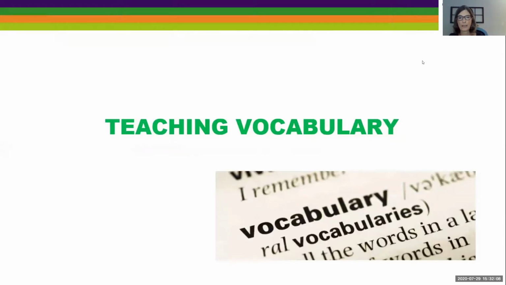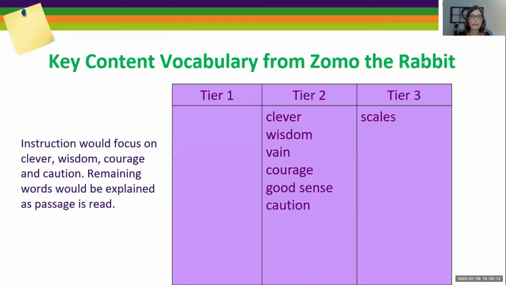So the next area that we wanted to talk about was teaching vocabulary. And again, as we talked about last time about the tiers of vocabulary from Beck, these are the words that I felt were more of a tier 2 and a tier 3. I would concentrate on clever, wisdom, courage, and caution. And then I would explain the other ones as I was reading the passage, because scales can be one of those words: you weigh yourself on a scale versus the fish scale. So that would be a tier 3.